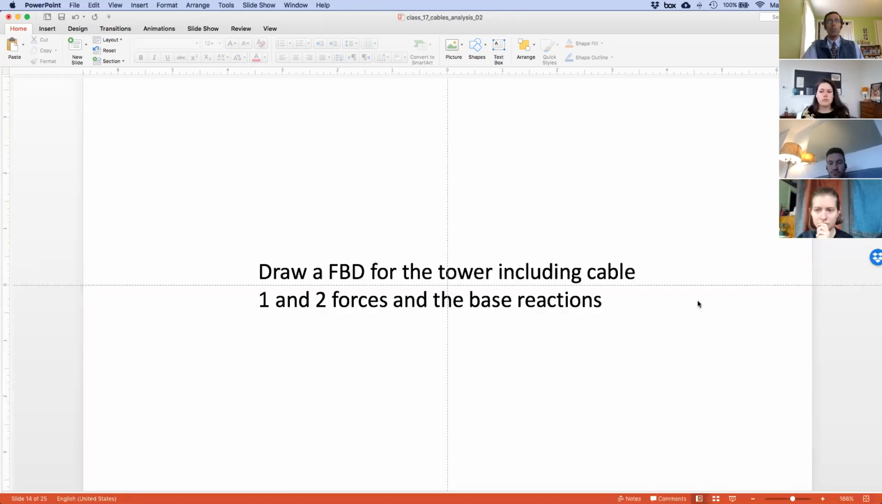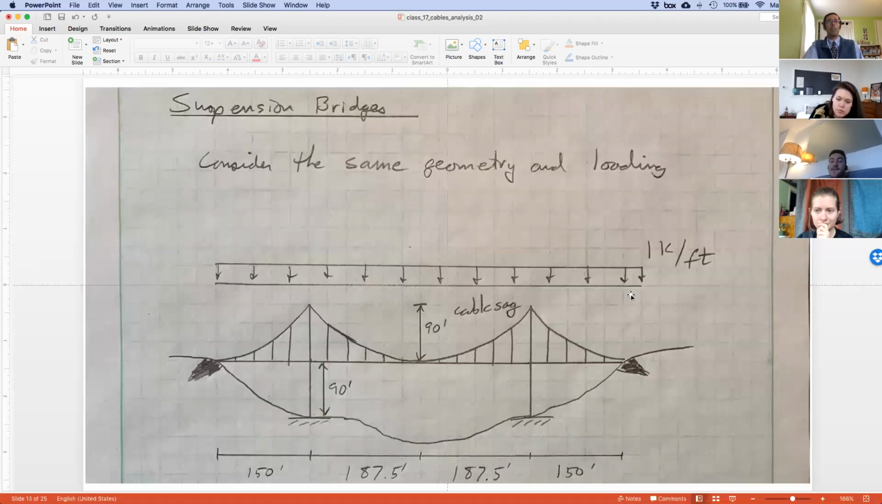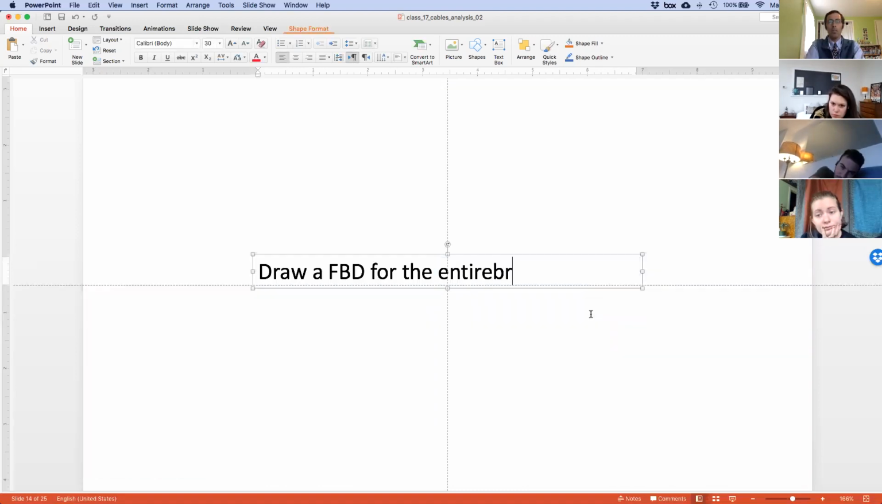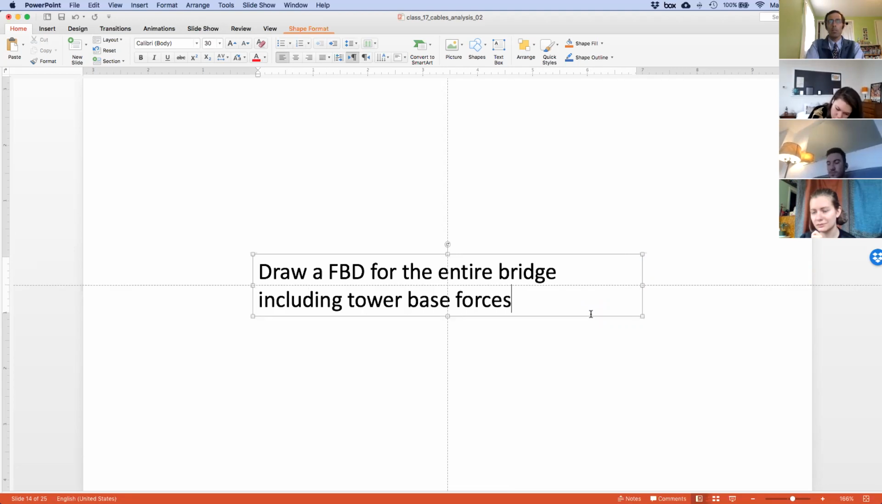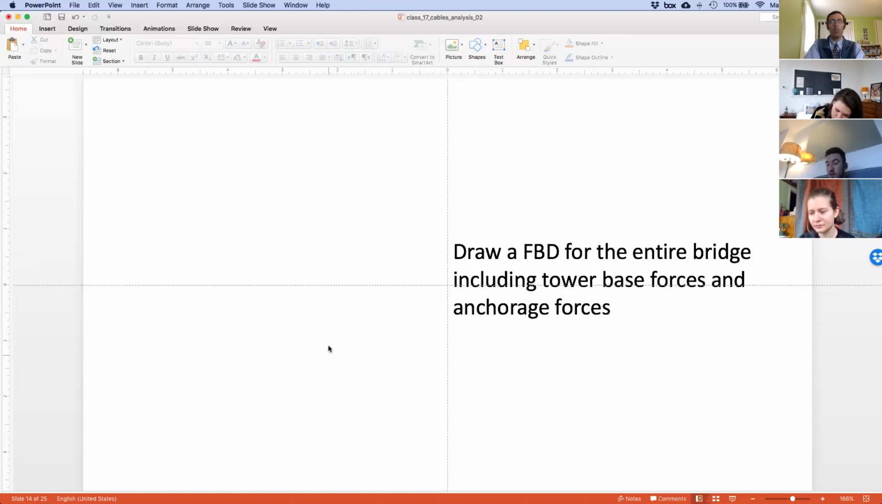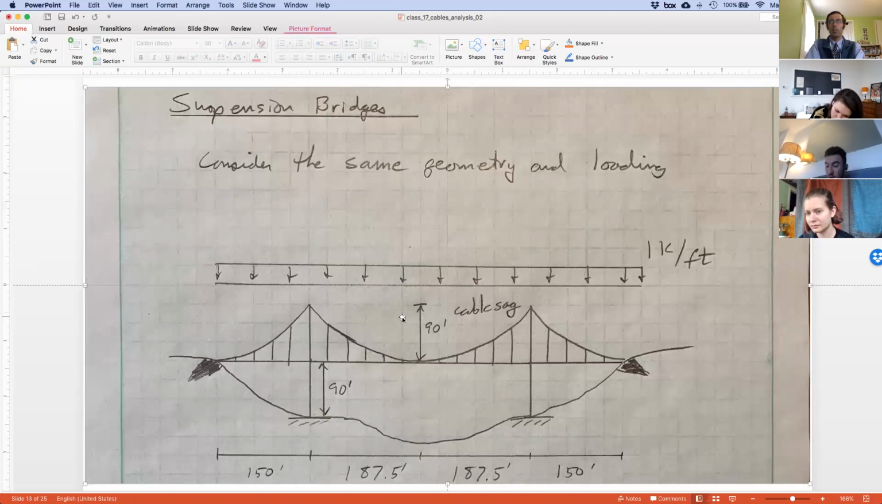Where I want to start is this. I want you to draw a free body diagram for the tower, including cable 1 and 2 forces. Let's see, that's not right. What do I want you to do? I want you to draw a free body diagram for the entire bridge, including tower base forces and anchorage forces.